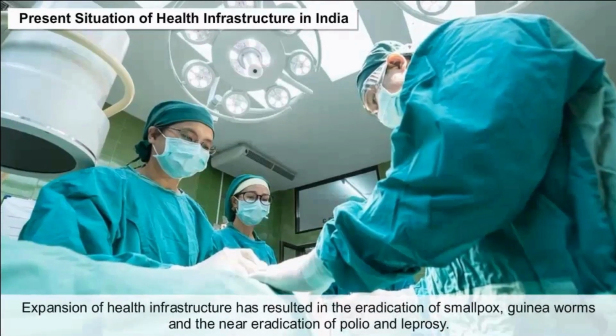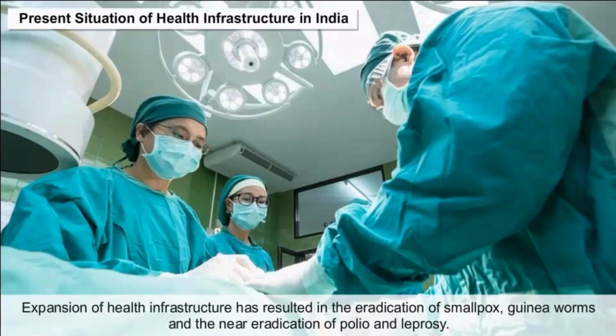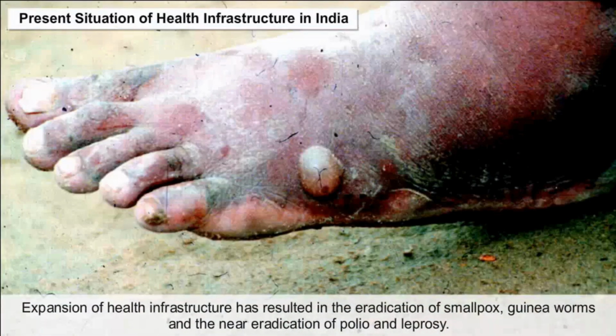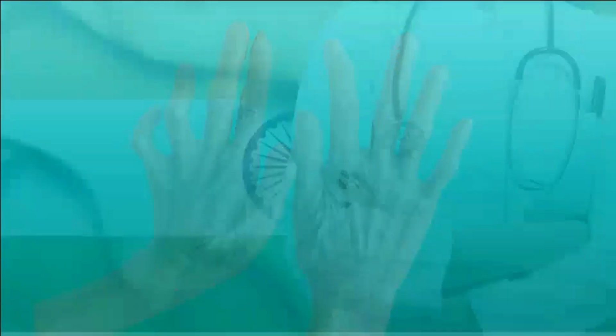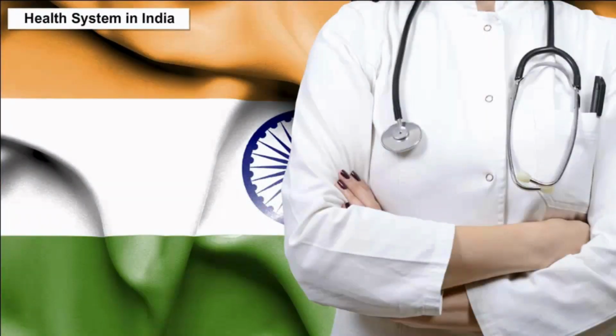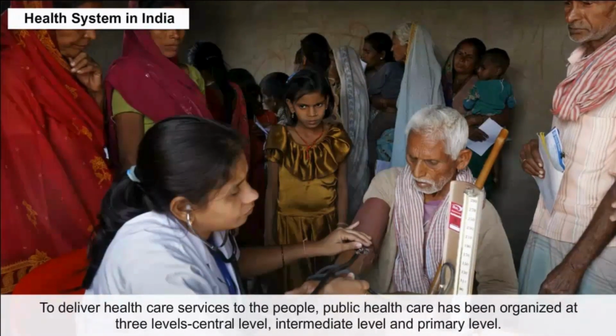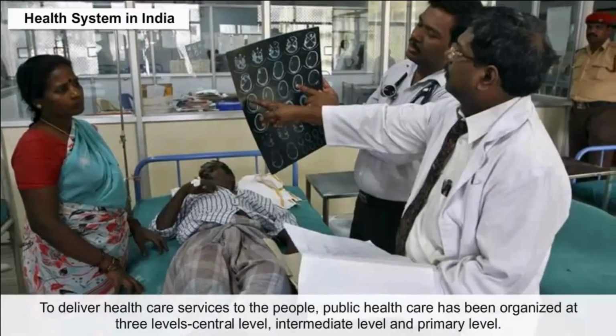Expansion of health infrastructure has resulted in the eradication of smallpox and guinea worm, and the near eradication of polio and leprosy. Health system in India. To deliver healthcare services to the people, public health care has been organized at three levels.